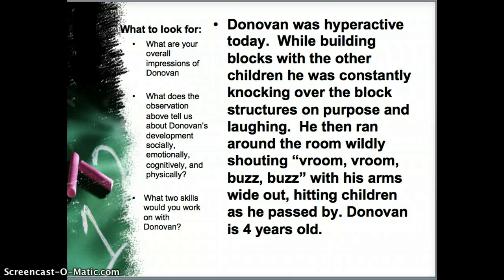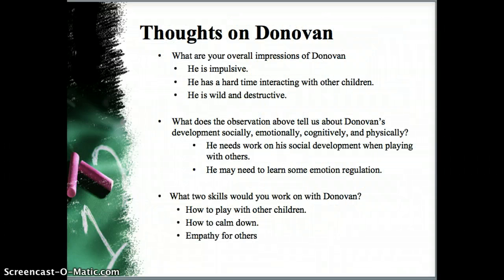Now this observation gives us a lot of information, but let's think about what it tells us about Donovan. What are your overall impressions of Donovan? You may think he's very impulsive. He has a hard time interacting with other children, and he seems to be wild and destructive. The observation tells us developmentally that he might need to work on his social development while playing with other children. He may also need to learn how to regulate his emotions. He got very hyper and active at the end, and it seemed hard to calm him down. Some skills you might want to work on with Donovan are how to play with other children, how to calm down, and empathy for other children.